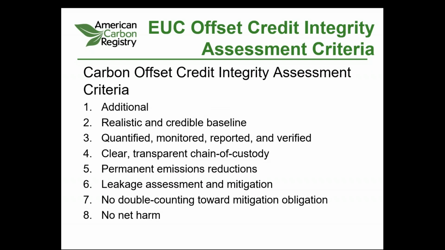The carbon offset integrity assessment criteria include a list that is pretty familiar to those of us in the carbon market. And there are definitions for all of these as well. They must be additional, be based on a realistic and credible baseline, be quantified, monitored, and reported and verified. In this case, the ex post verification of the project emission reductions is required, and no ex-ante crediting is allowed. A clear and transparent chain of custody, permanent emission reductions, so that they represent emission reductions that are permanent, and if there's a risk of reversal, then either the credits are not eligible or mitigation measures are in place to monitor, mitigate, and compensate for reversals. Leakage assessment and mitigation, no double counting towards a mitigation obligation, and no net harm.